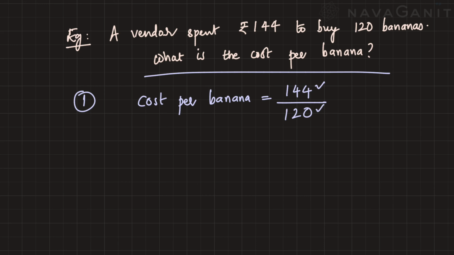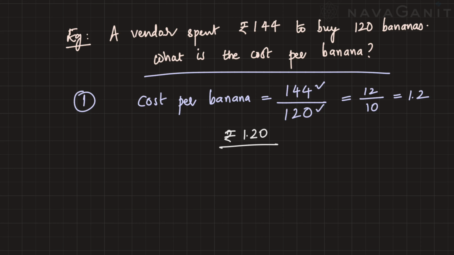Now if we divide both numerator and denominator by 12, this is 12 by 10. Converting it to a decimal, it is 1.2. So the result is that the cost of one banana is rupees 1.20.